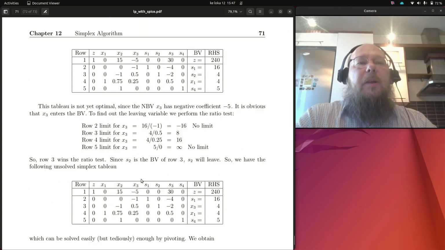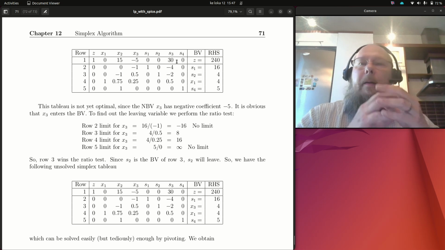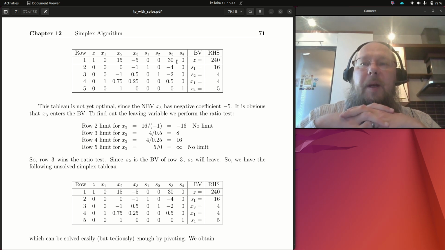So now this simplex tableau is solved with these basic variables. So you see S1, which is here, it has 1 on the row 2, 0 otherwise. S2, 1 here, 0 otherwise. X1, 1 here, 0 otherwise. S4, 1 here, 0 otherwise. So back to the optimality checking. Were we lucky? Is this optimal?